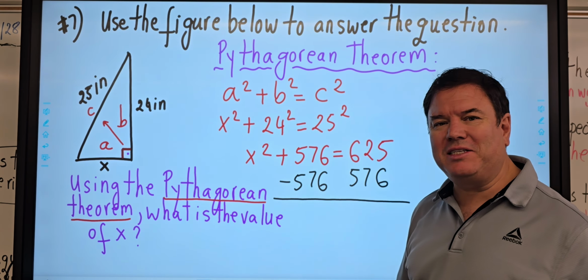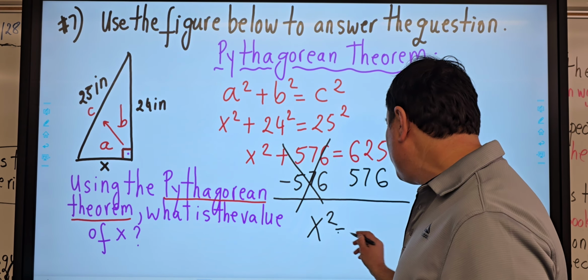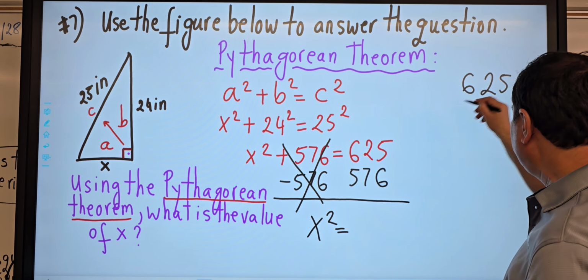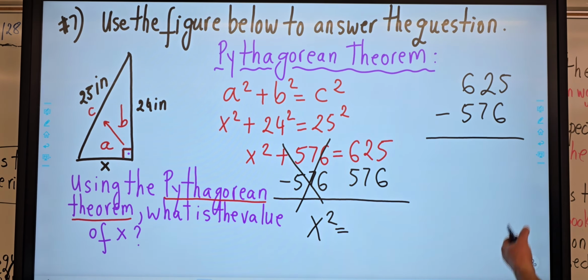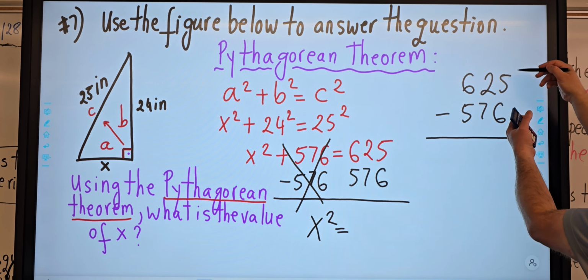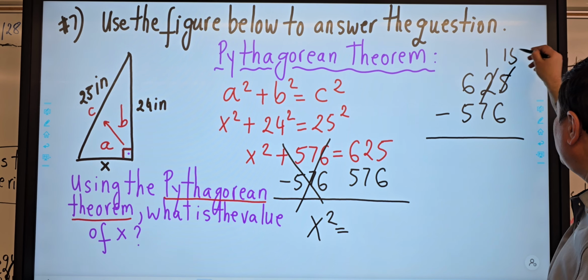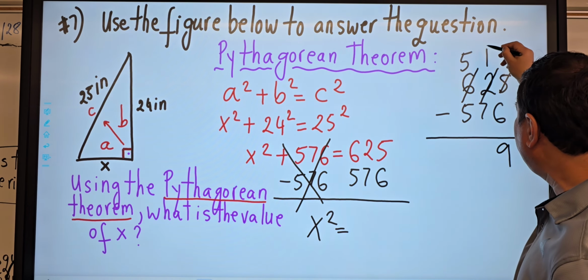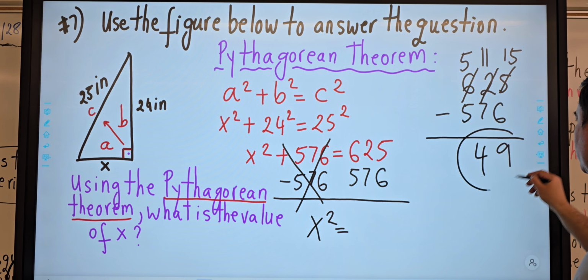And let's see what we get now. 576 and negative 576 cancel each other out. So we have x squared equals, let's subtract those two numbers by the side. 625 minus 576. Okay, here we cannot take away 6 from 5. We borrow from the 2, make 2 a 1, make 5 a 15. 15 minus 6 is 9. And again, we cannot take away 7 from 1, borrow from the 6, make 6 a 5, and make this a 11. 11 minus 7 is 4. So it is 49 actually.